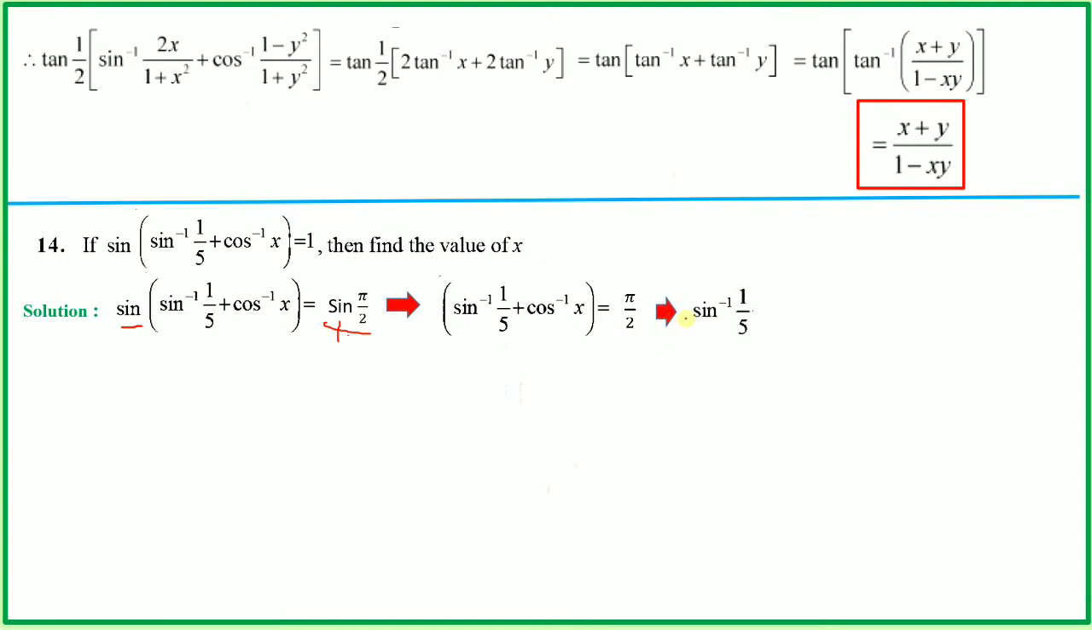Next step, for sine inverse 1 upon 5, we will take this cos inverse to the right hand side so that we can use identity number 1. So sine inverse 1 upon 5 is equal to pi by 2 minus cos inverse x, which is equal to sine inverse x. Why? Because sine inverse x plus cos inverse x is equal to pi by 2. This is a formula we have already studied.